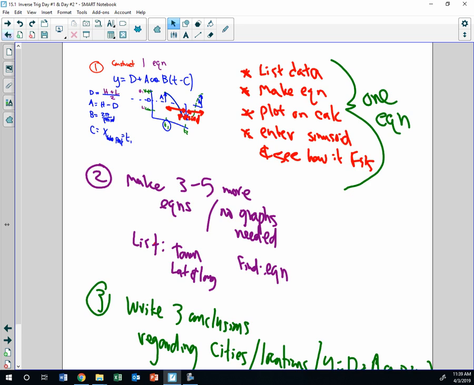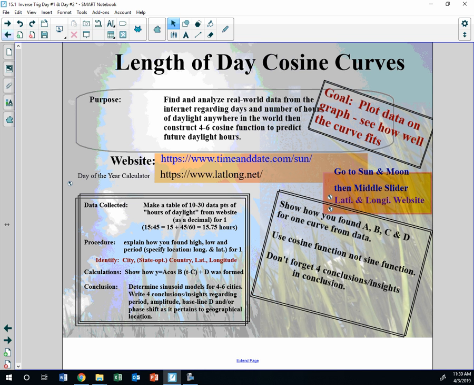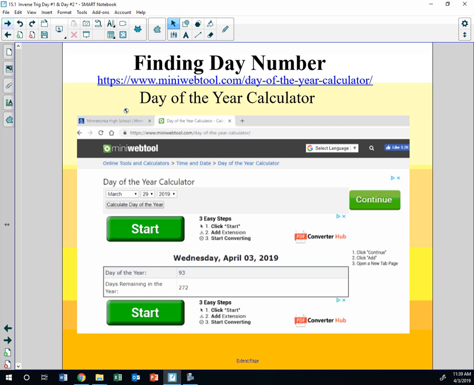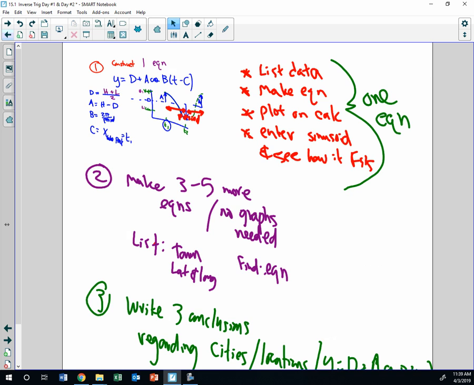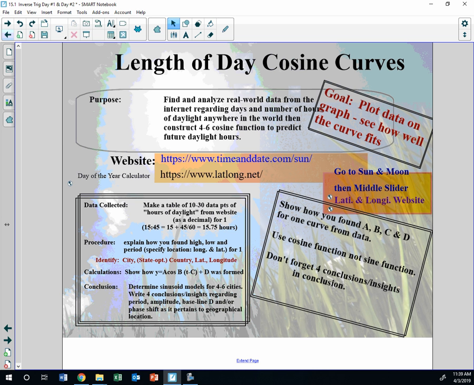So let's go back. This has probably more information than what you need, but the primary thing you're going to do is the 4 to 6 equations, and you're going to compare latitude and longitude of these towns and see what's happening to A, B, C, D. In that conclusion, if you're a little confused, I also have these follow-up questions that might help guide you if you want to do that. But feel free to come up with your own questions.